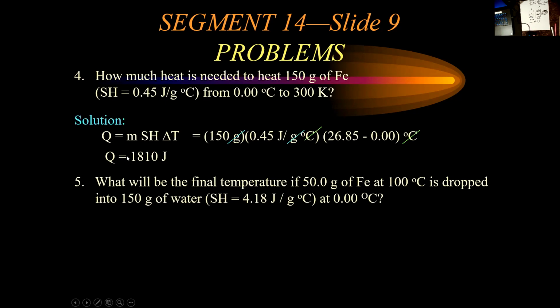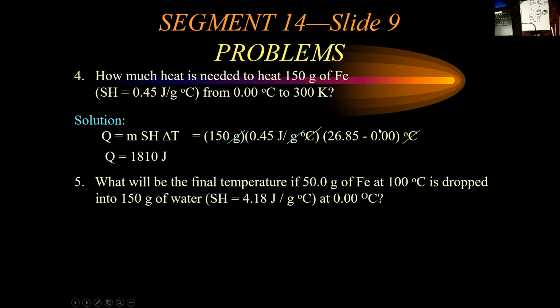What about the sign? Is that right? Again, I'm going to look at it. Here, the sample started out at 0, and it went up to 26.5 degrees. Did I have to put heat into the iron or take it out to raise its temperature? Obviously, I had to put it in. Okay, putting in is what sign? Positive. So again, I'm not going to worry about whether I got this sign correct or not.